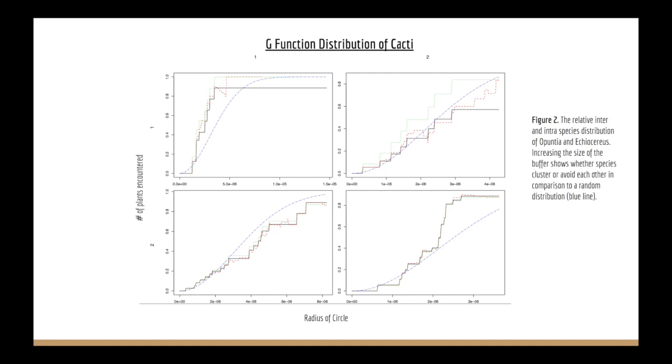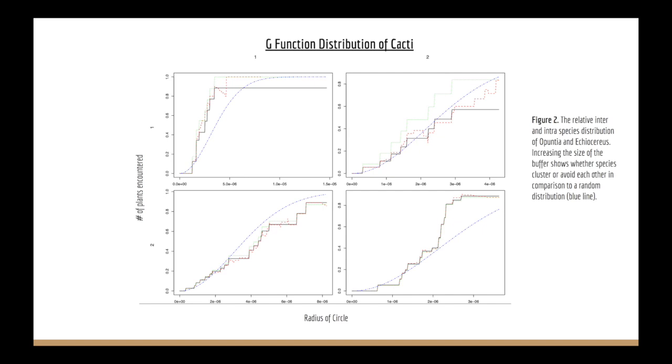This figure shows the actual outcomes of the G function in our area of interest. Once again, we have the radius of the circle on the x-axis and the number of plants encountered on the y-axis. The first column, labeled 1, represents the hedgehog species, and the column labeled 2 represents the prickly pear. The blue line shows the random distribution, like we talked about previously. And the black line shows what was recorded in our area of interest.